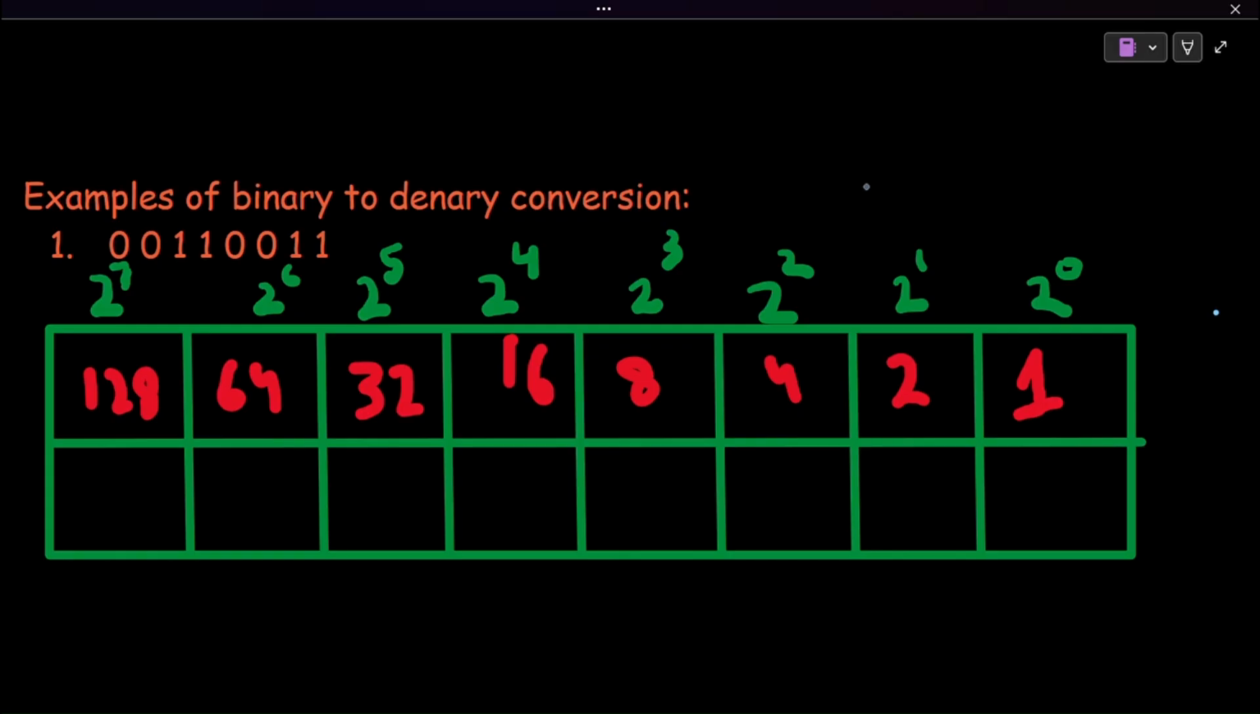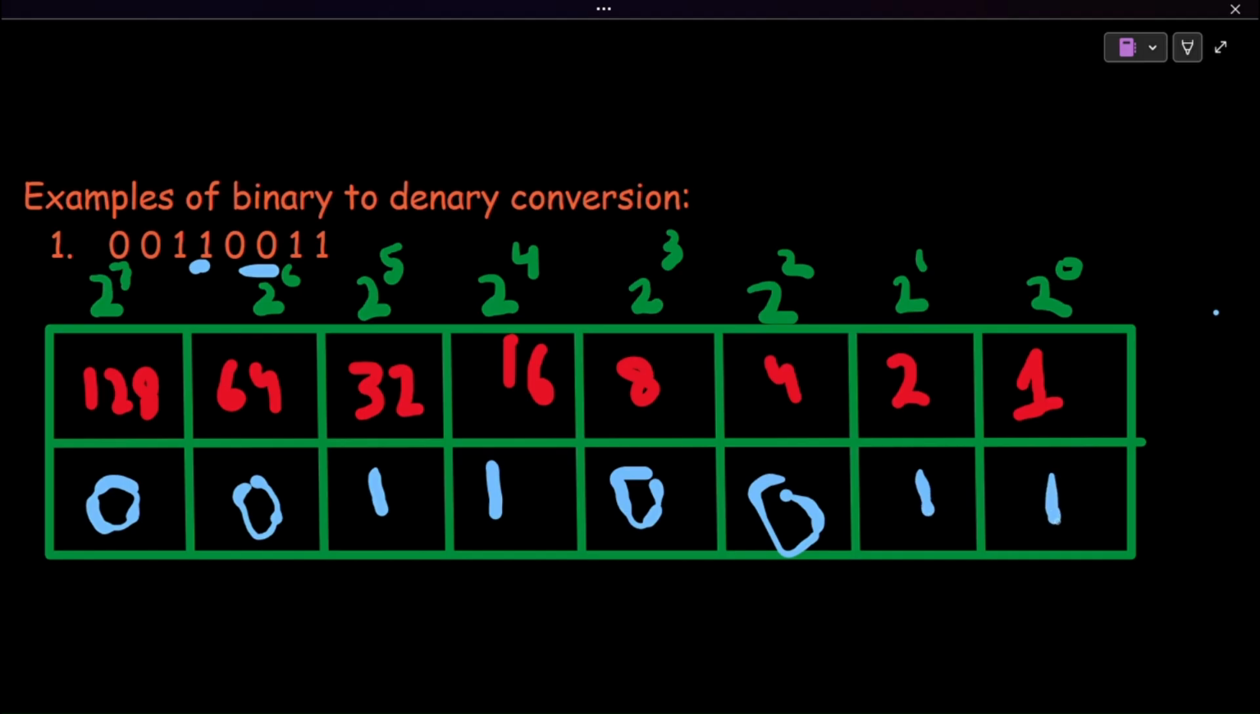Once you are done making the table, the next step that you have to do is copy this exact question down in your table. First we have the number 0, so we have to write 0 here. Then we have 0 again, so we are going to write 0 again. Then we have 1. Then we have 1 again. Then we have 2 zeros, so let's write it down here in the table. And then we have 2 ones.